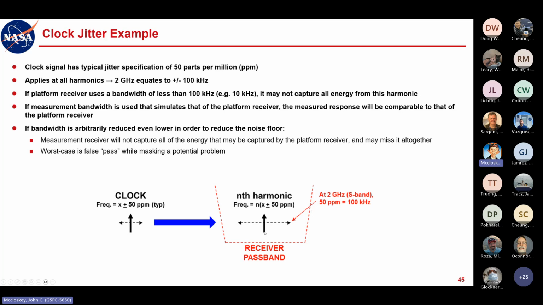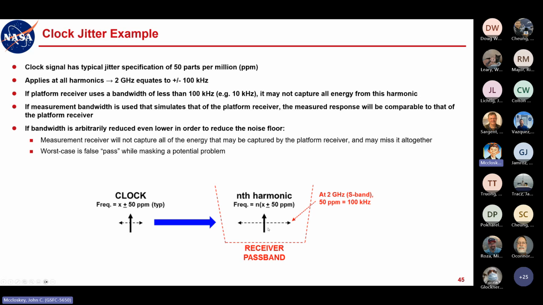it altogether. Okay, if you've got this harmonic landing in the receiver passband, and the receiver is going to be using a bandwidth that will be sufficient to capture essentially all of this energy, even if this frequency is jittering a bit, but then you ratchet down your bandwidth in your measurement to say 1/10 or 1/100th of the receiver's bandwidth, you're going to miss it.